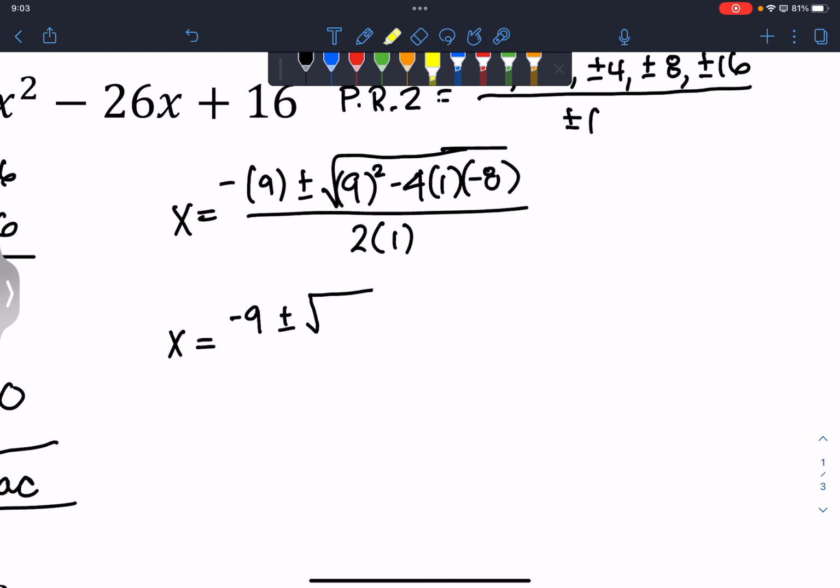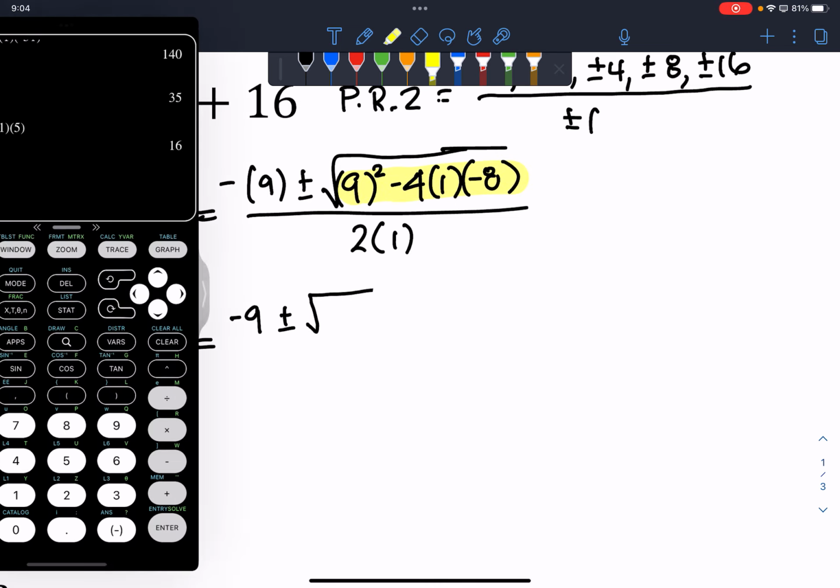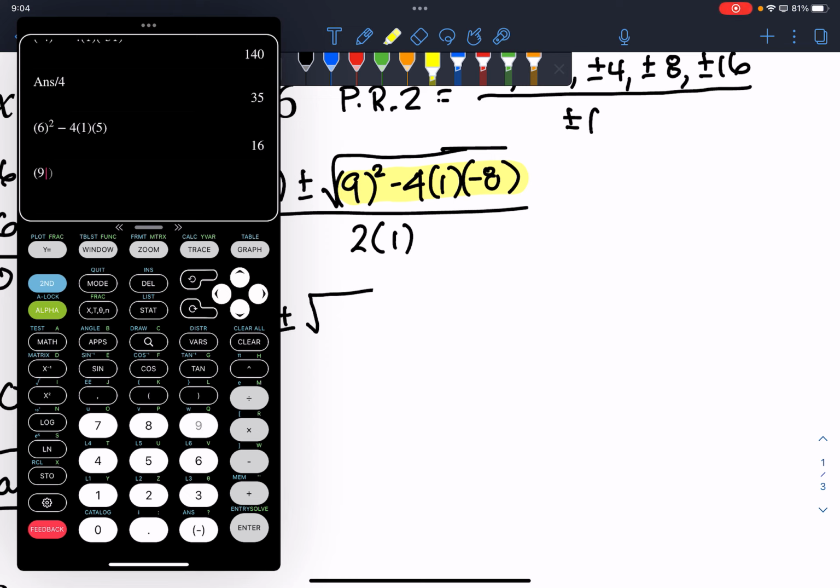And now let's see what this is going to equal. So we have 9 squared minus 4 times 1 times negative 8, and that's 113.